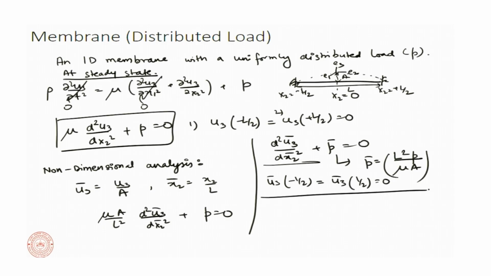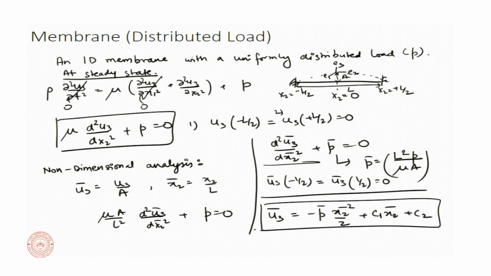We try to integrate this twice, and what we get is that u3 bar is equal to minus P bar x2 bar square by 2 plus C1 x2 bar plus C2.